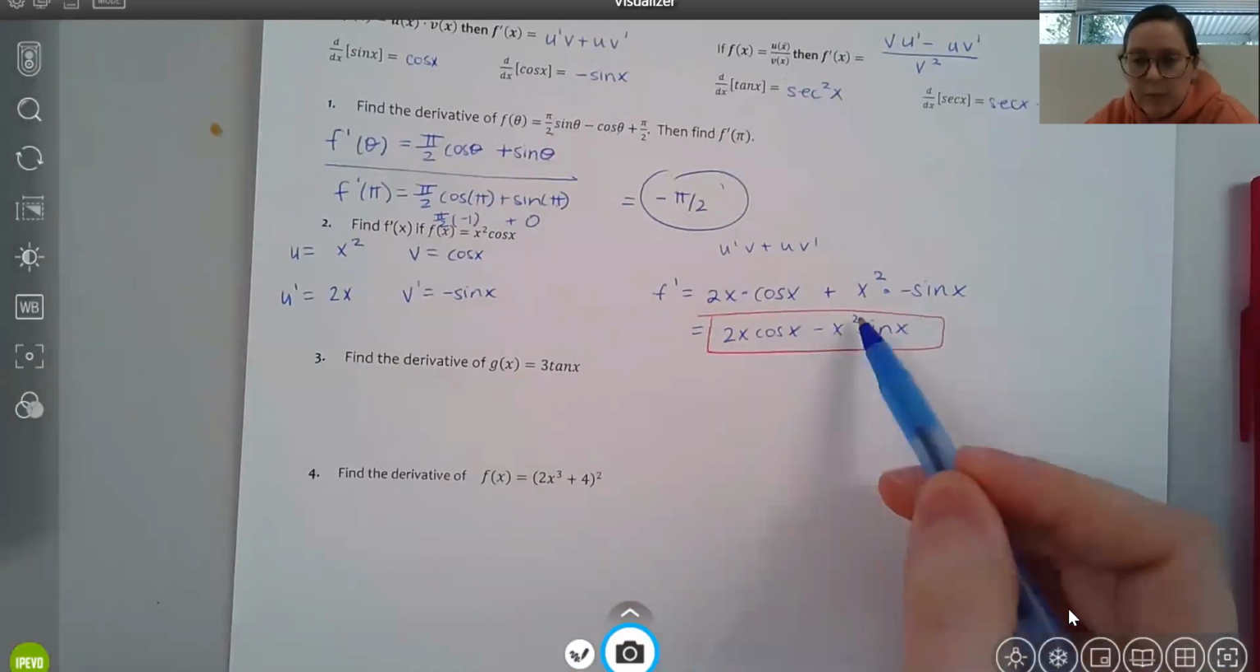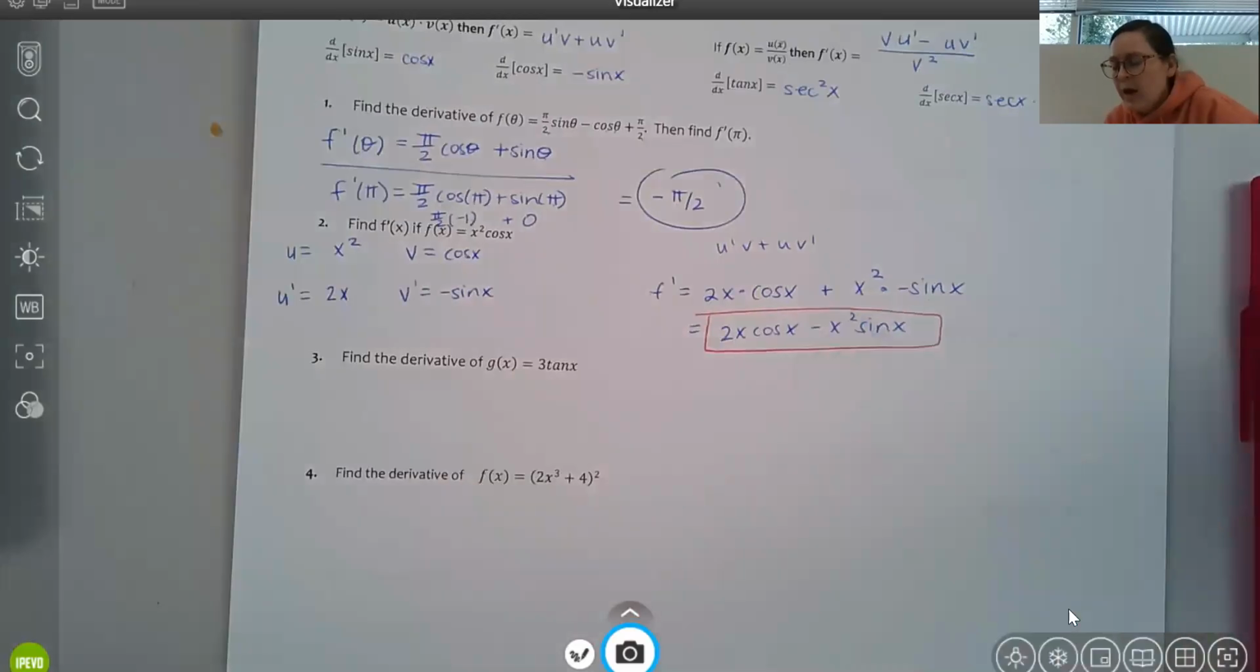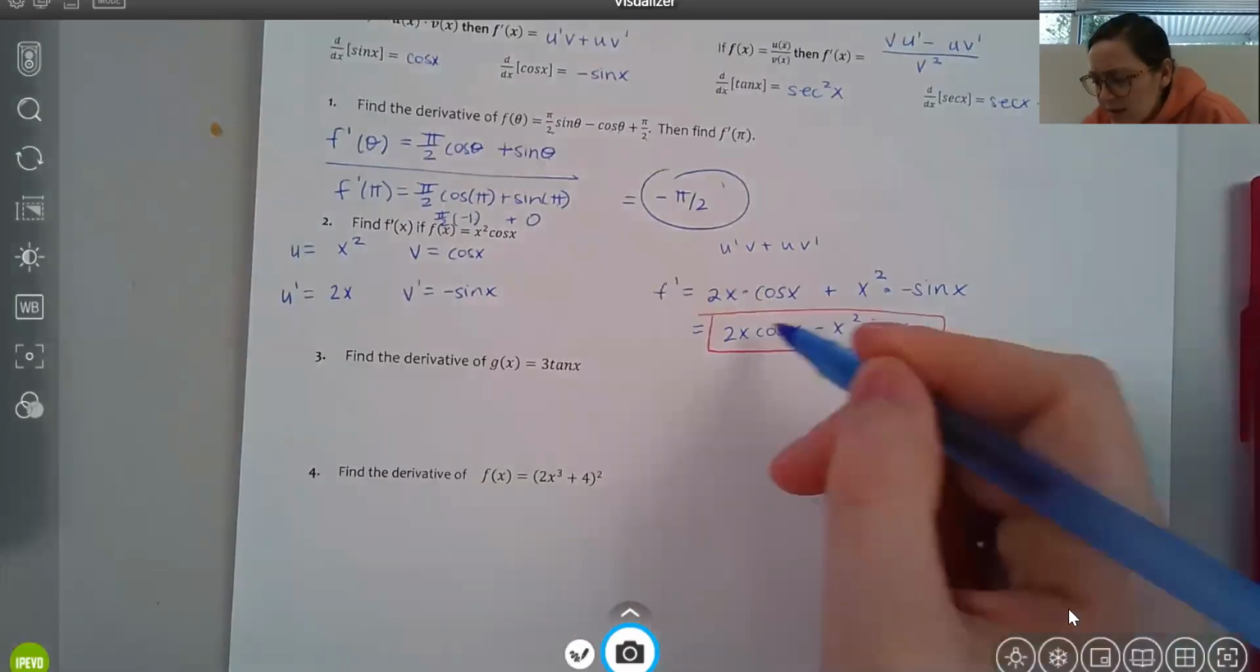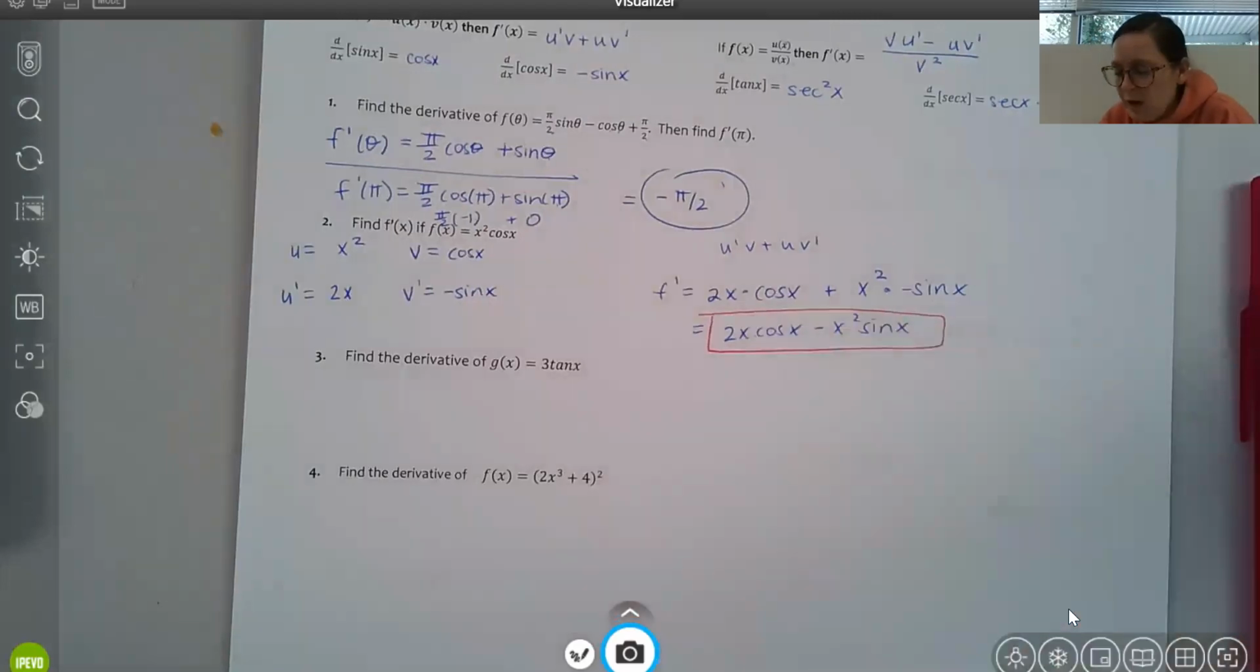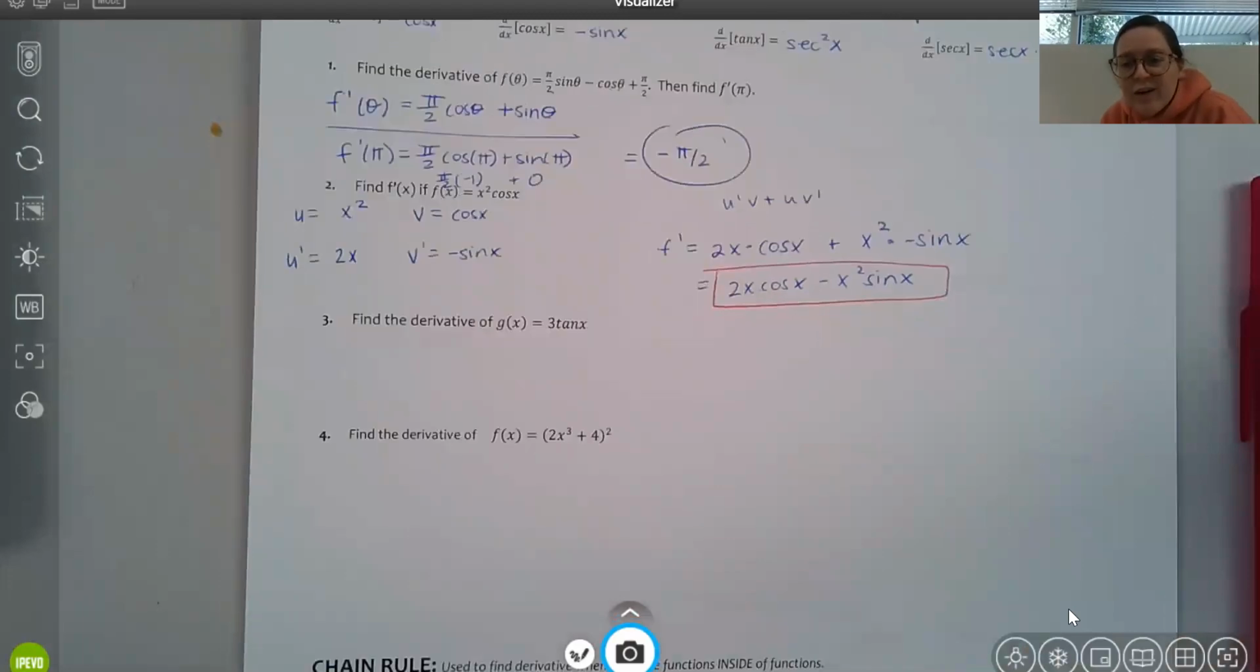I just always like to bring my coefficients out front of the term. Can't really simplify. You could factor out an x because this has an x, this has an x squared, but it's not really necessary, so I just left it there. Take a second, get the derivative of number 3.